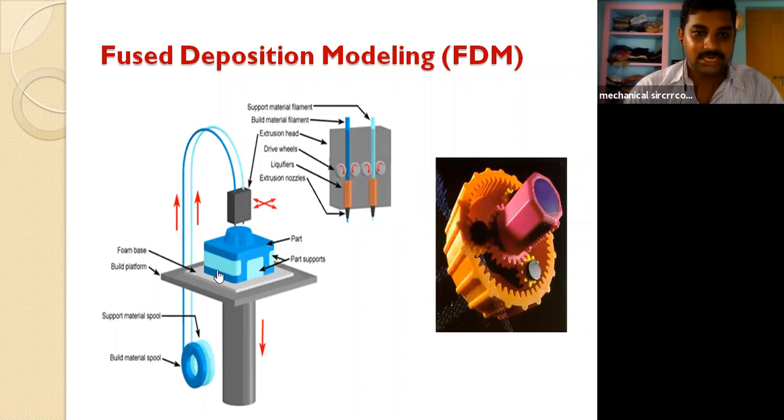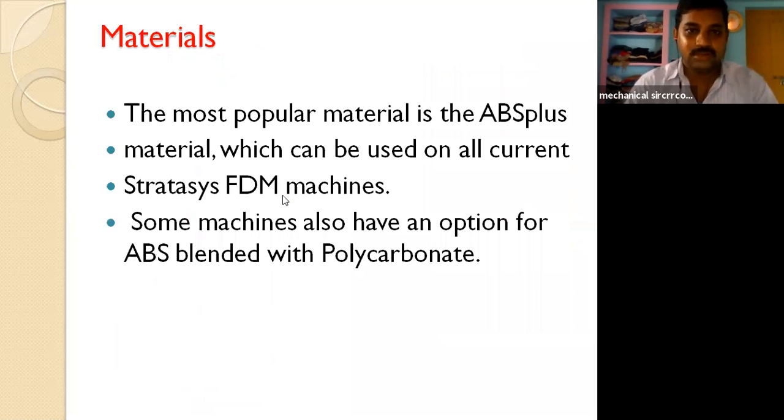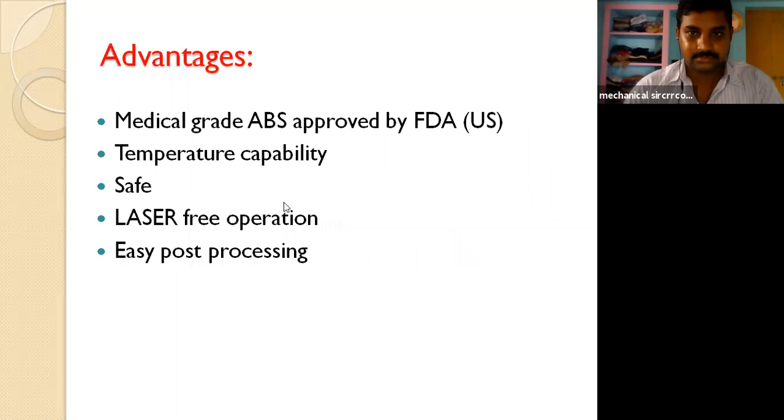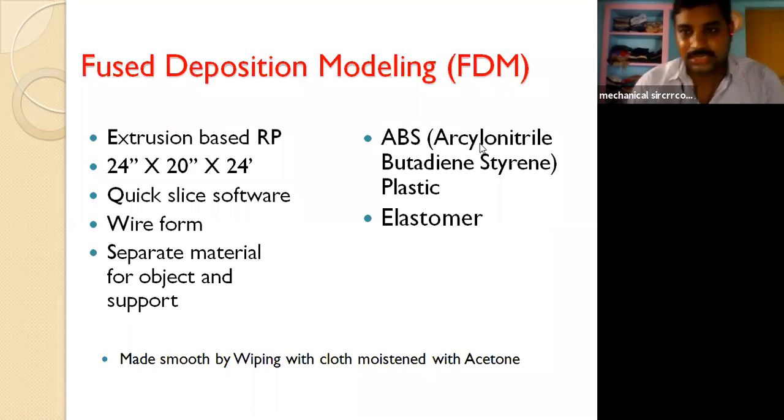The form base, there is another base material provided here, that is form base. This is about fused deposition modeling. See here, the material used is ABS plus material. What is ABS? It is a chemical name, acrylonitrile butadiene styrene. So this is the material we are going to use for this particular fused deposition modeling.